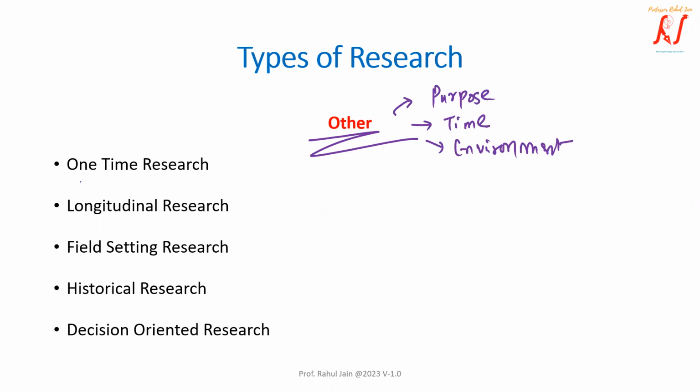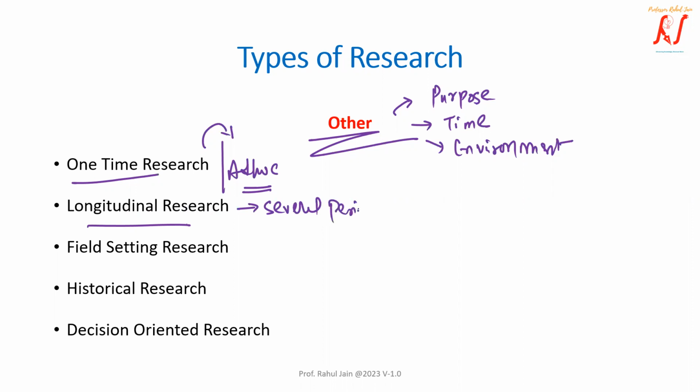The first is one time research. We can also call it ad hoc research or one time research, which is only for the purpose of a single time, and thereafter we are not going to carry it forward. On the other hand, we have longitudinal research. In longitudinal research, research is carried out over several periods of time. So it is not a one time research, but the results are based on several periods of time, and on the basis of that we can conclude something.